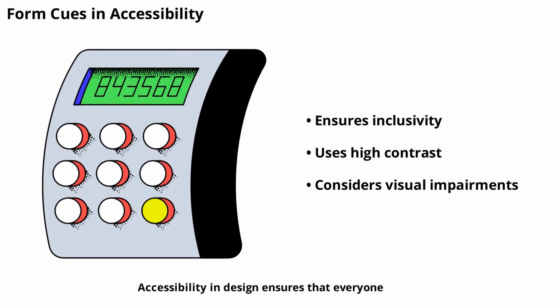Accessibility in design ensures that everyone, including people with disabilities, can perceive and use products. Clear form cues, such as high contrast and distinct shapes, make content more accessible. Designers must consider how form cues are perceived by people with visual impairments to create inclusive experiences.